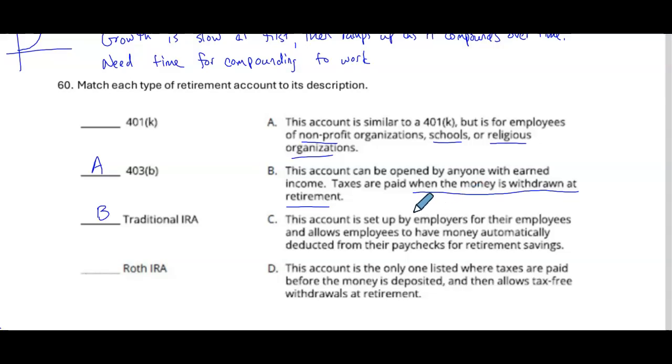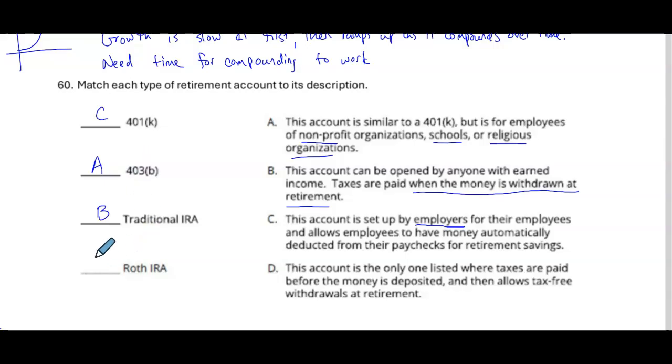All right, letter C, this account is set up by employers for their employees and allows employees to have money automatically deducted from their paychecks. So again, we're talking about an employer account here, which is one of these first two. If it's not for a nonprofit organization or schools or anything like that, it's going to be a 401k.